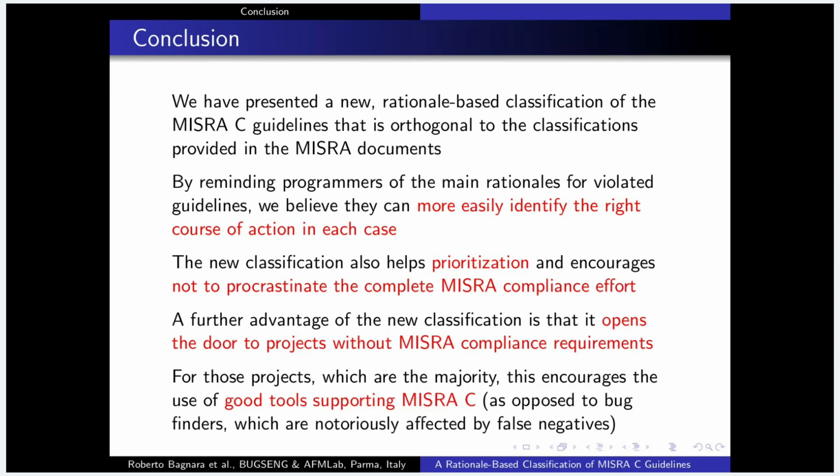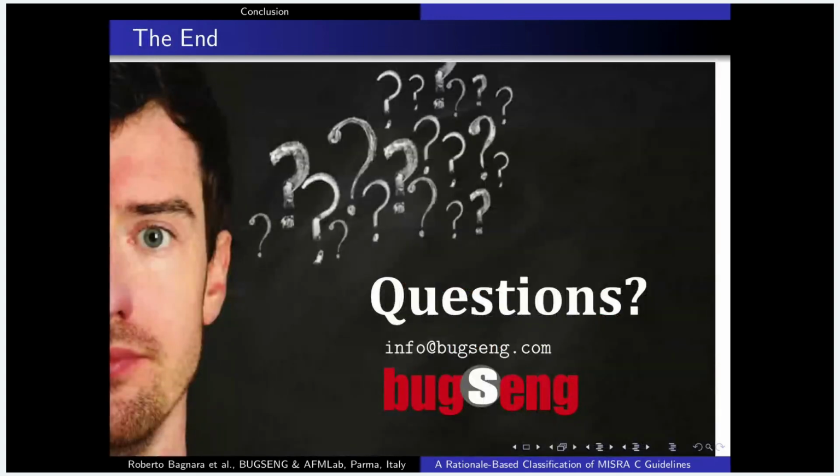And for those projects that do not have a MISRA requirement, this also encourages the use of good tools instead of using, for example, bug finders, or using only compiler warnings that in many cases are unreliable. Instead of using open source tools, CPPcheck, for example, that have a performance that is not acceptable in safety critical development. And that's it.